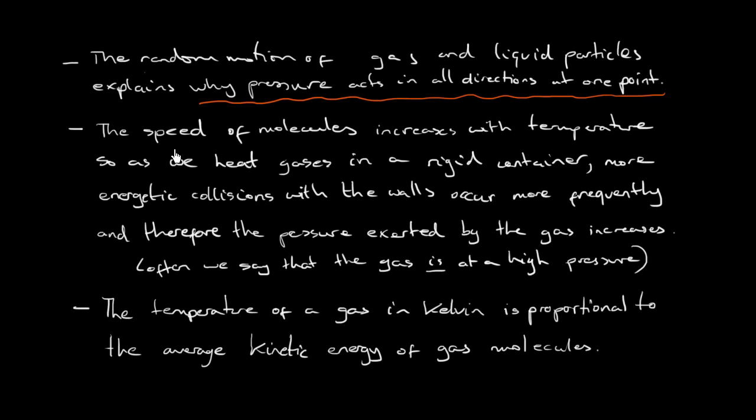The second one is that the speed of molecules increases with temperature, so that as we heat gases in a rigid container, more energetic collisions with the walls occur, and more frequently also, so the pressure exerted by the gas increases, right? So the idea there is that as you give more energy to the gas, its kinetic energy increases, so the speed of the molecules also increases, and therefore they have more energetic collisions and more often, more frequently, and therefore the pressure exerted by the gas goes up if you've got them in a rigid container, right?